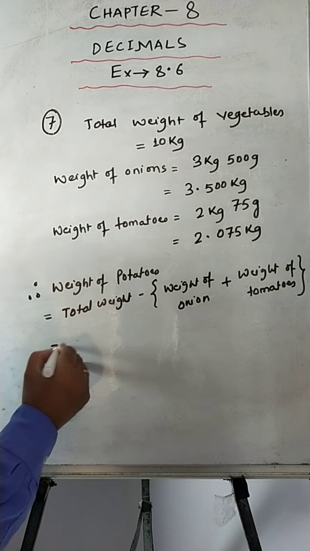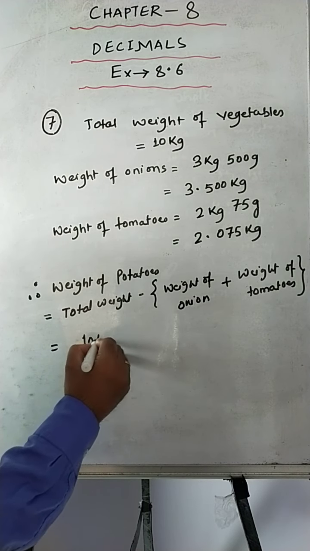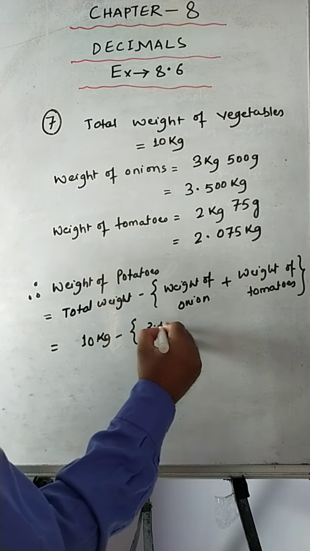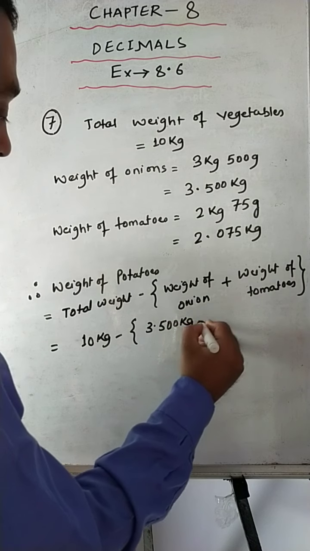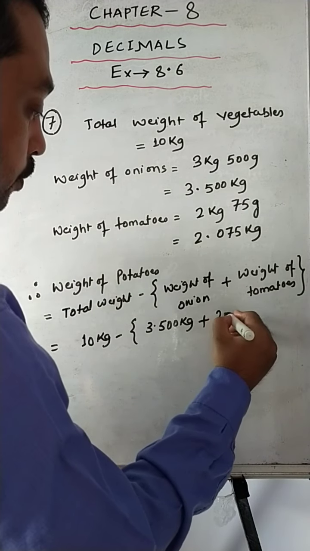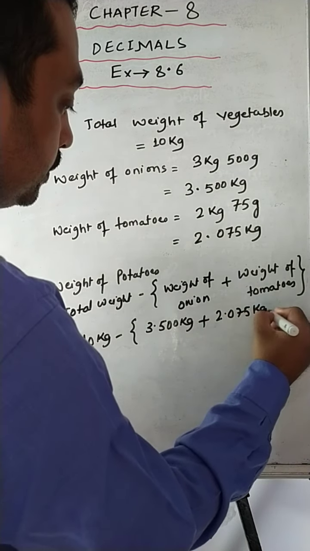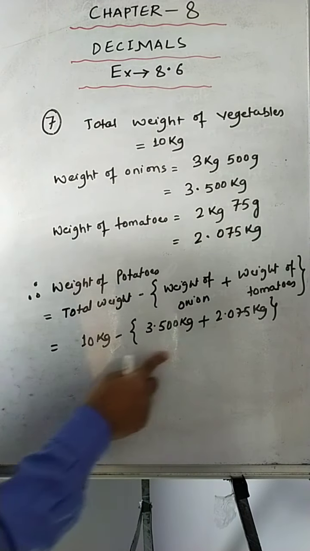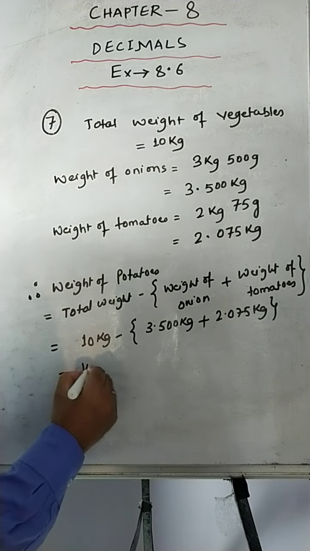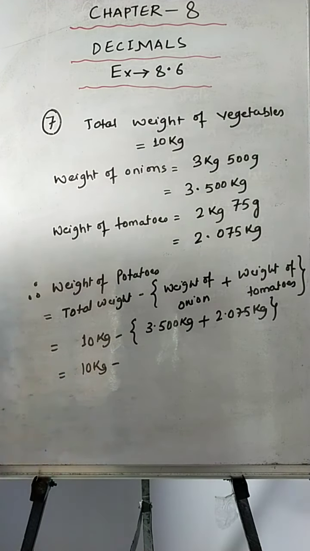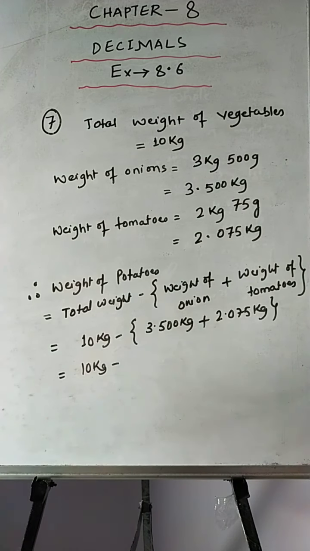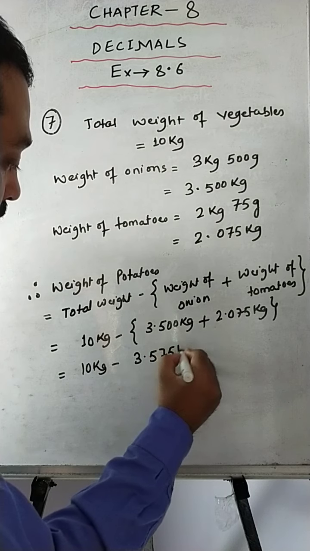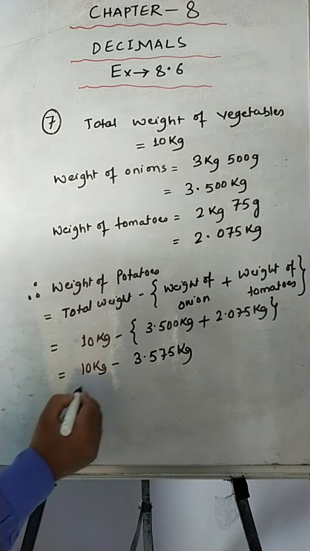Now we will put the values now. What is the total weight given in the question? It is given 10 kg. Now what is the weight of onion given? 3.500 kg. What is the weight of tomato given? 2.075 kg. Okay, what is the first thing that you have to do? You have to first add these two numbers. So that is 10 kg minus, what is the sum of 3.500 plus 2.075? The answer would be 5.575 kg. And how to subtract this?